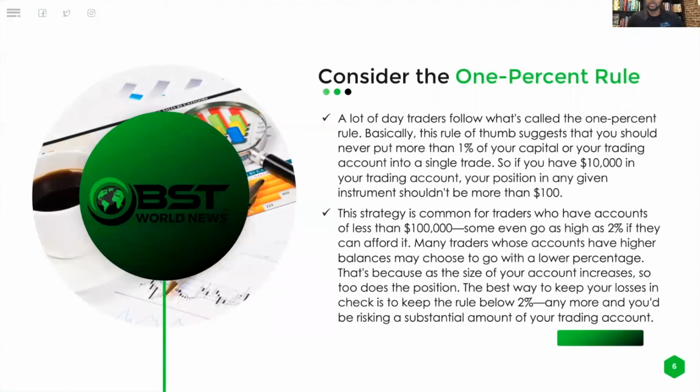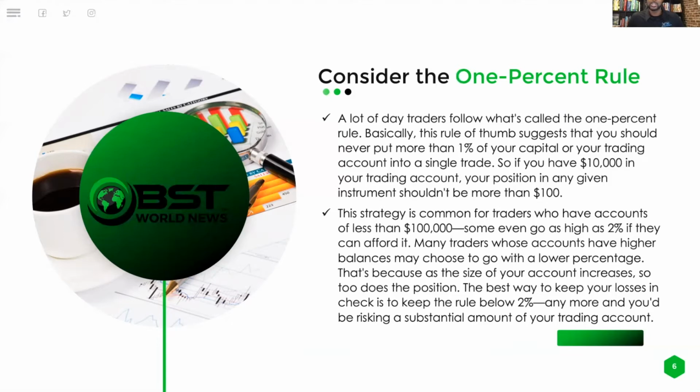Consider the 1% rule. A lot of day traders follow what is called a 1% rule. Basically, this rule of thumb suggests that you should never put more than 1% of your capital or your trading account into one single trade. So if you have $10,000 in your trading account, your position on any given instrument shouldn't be more than $100. This strategy is common for traders who have accounts of less than $100,000.